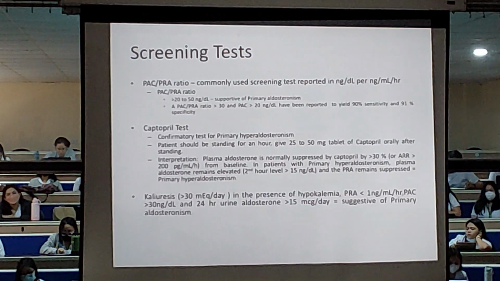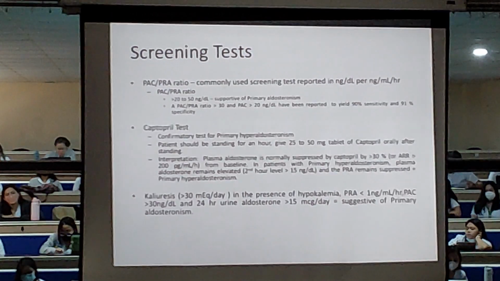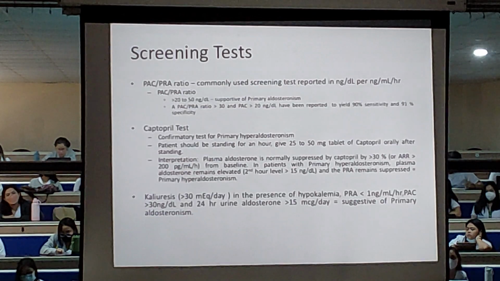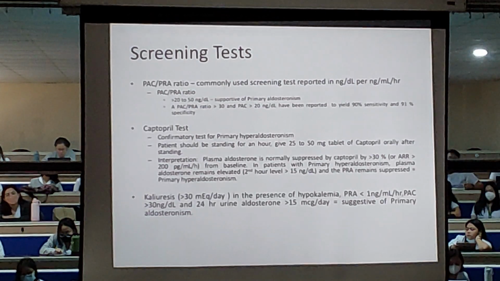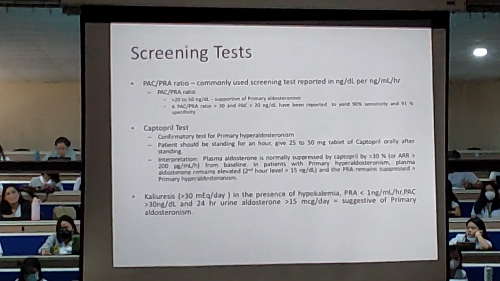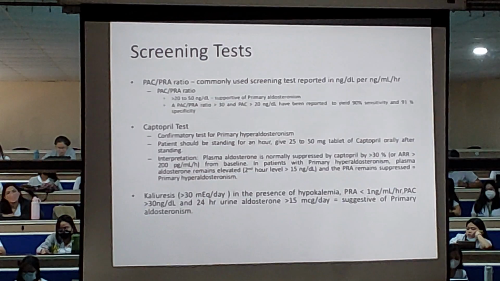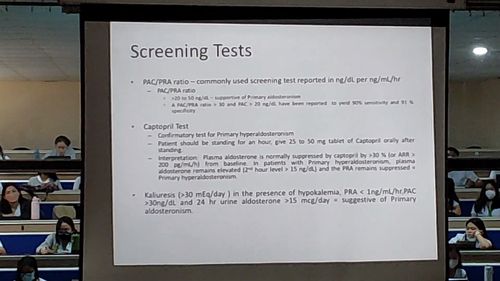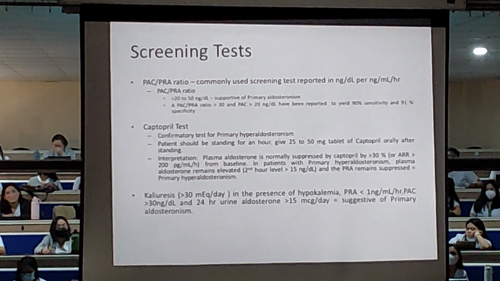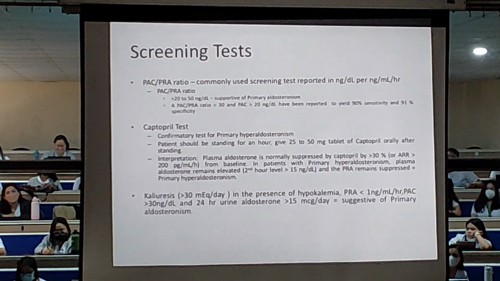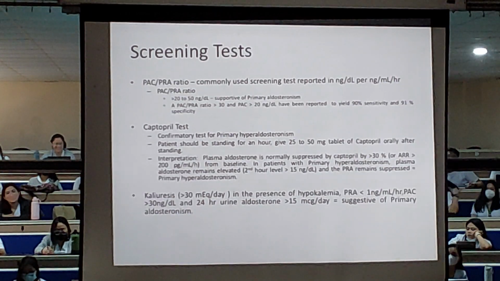A plasma aldosterone to renin ratio of more than 30 and a plasma aldosterone concentration of more than 20 has been reported to yield 90% sensitivity and 91% specificity. Another screening test is the captopril test. This is confirmatory for primary hyperaldosteronism.